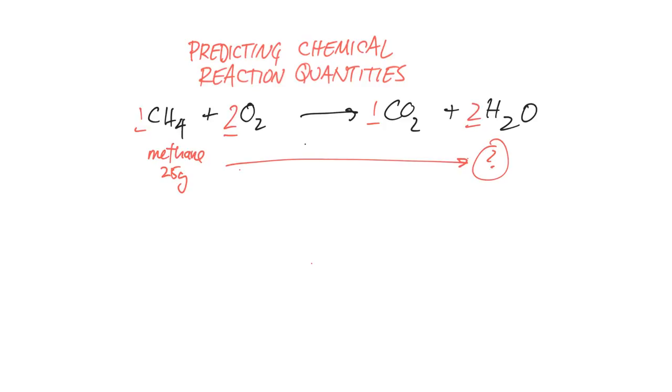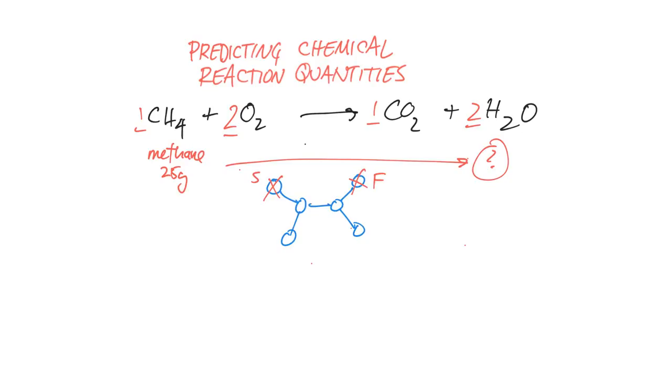A sample problem would look something like this. 25 grams of methane are burned. How much water is produced? Notice that I'm given information about one of the reactants on the left, mass, and I'm asked to predict the mass of a product on the right.